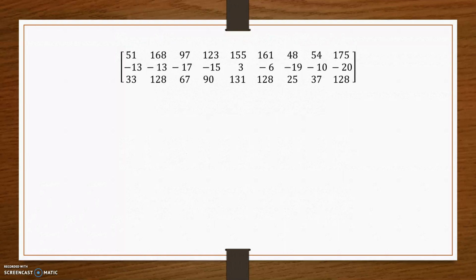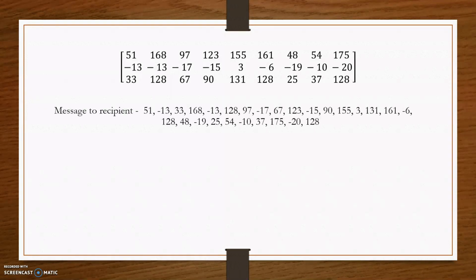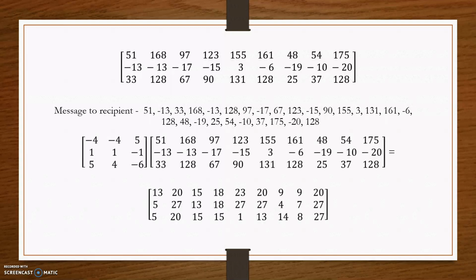The columns of this matrix give the encoded message. The message is then transmitted in the following linear form. To decode the message, the receiver writes this string as a sequence of 3x1 column matrices and repeats the technique using the inverse of the encoding matrix. Thus, to decode the message, they will perform the matrix multiplication and receive a matrix that should look familiar to you.